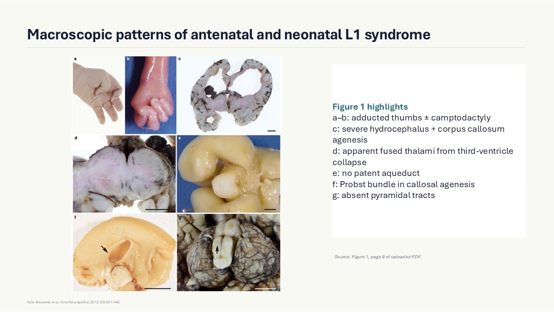This figure is the visual core of the paper. The panels show adducted thumbs, sometimes with camptodactyly, severe hydrocephalus with corpus callosum agenesis, apparent thalamic apposition from collapse of the third ventricle, absence of a patent aqueduct, Probst bundles in callosal agenesis, and absent pyramidal tracts. Together, these images reframe L1 syndrome as more than aqueductal stenosis. It is a disorder of commissural and corticospinal tract development.